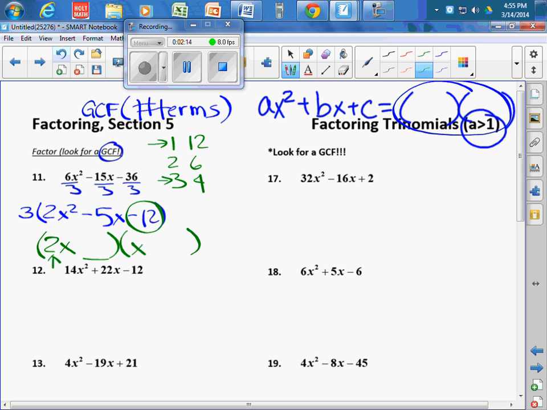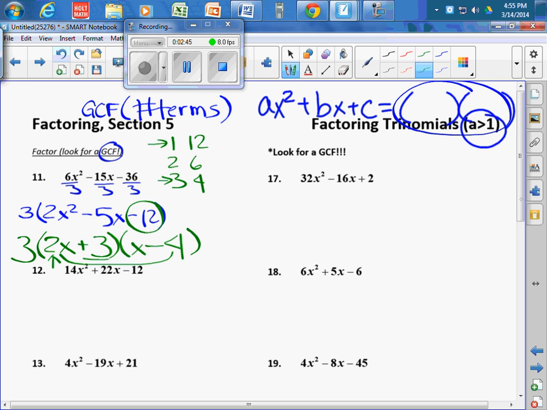Guess which one we're going to pick? I mean, it's called guess and check for a reason, right? So if I were to put a 3 here and a 4 here, I could get my negative 12 if one is positive and one's negative. If I had a negative 4 here, that would give me negative 8x. Put a plus sign here, plus 3x. Negative 8x plus 3x would give me my negative 5x in the middle. So bring down the 3 and now we're done. 3 times the quantity, 2x plus 3 times x minus 4.